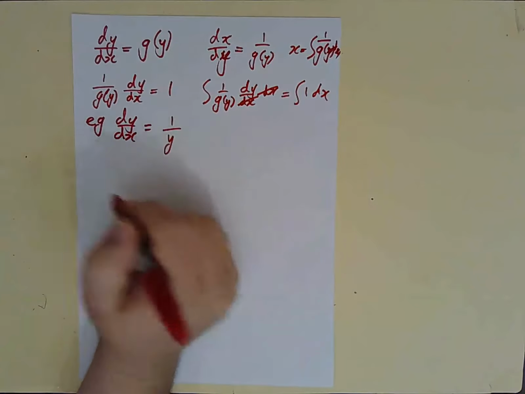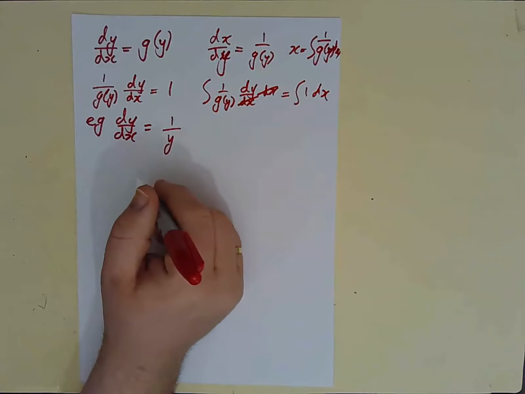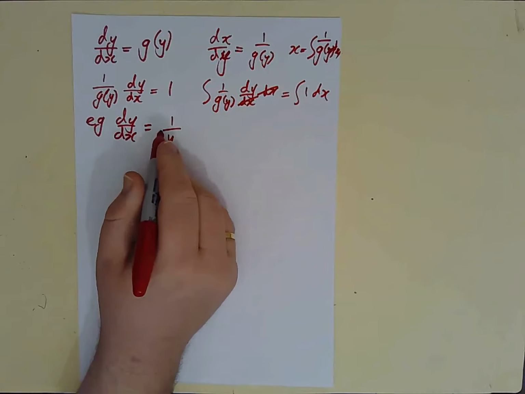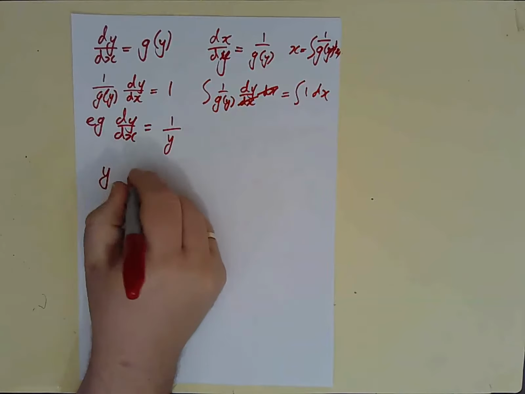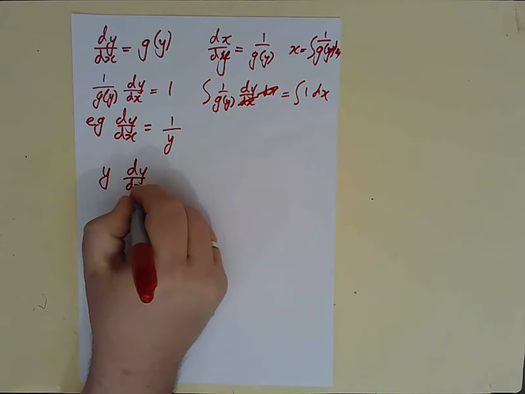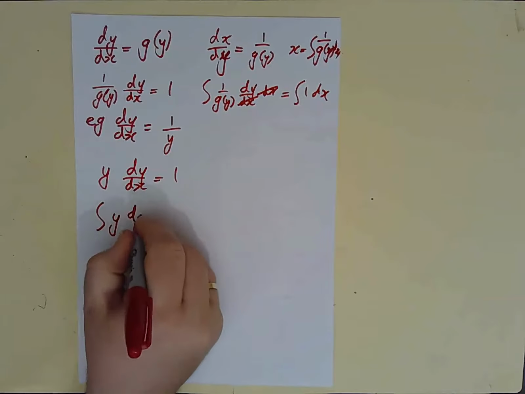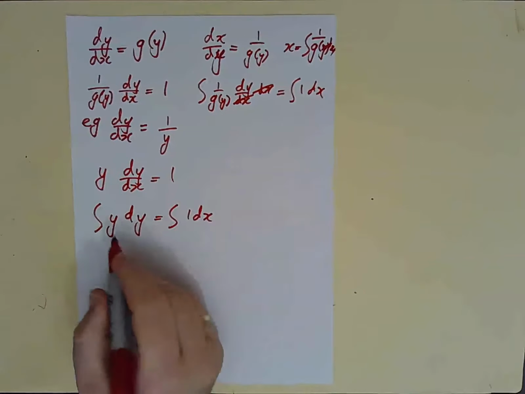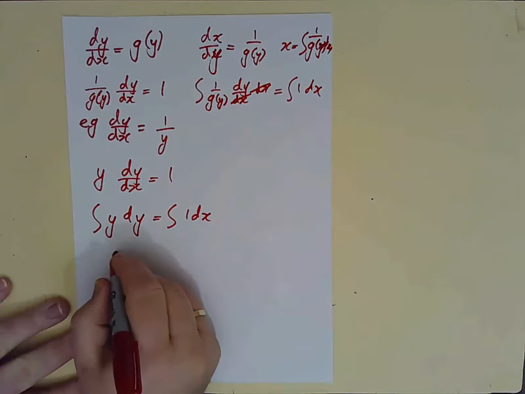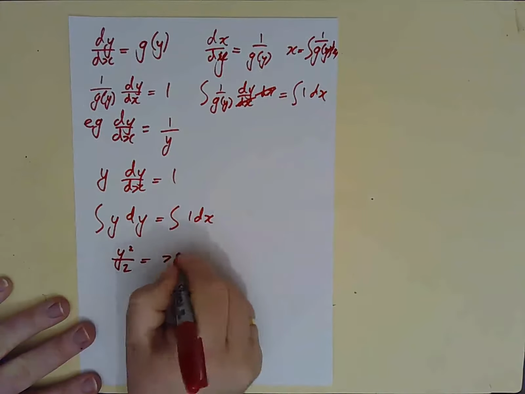So this one here, I've done it nice and easy. I want to move this across to the side. I need to have a times over y, or I can divide by 1 over y. Either way, I end up with y dy/dx equals 1. Then I do my integral. So the integral of this is going to be y squared over 2. That's going to be x.